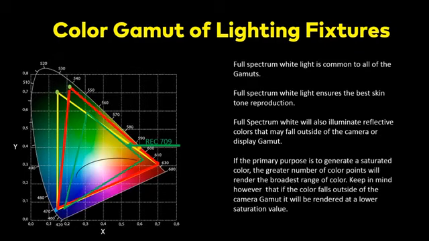So, as said before, if you want to generate a saturated color, the greater number of color points is going to give you that. But keep in mind that if the color falls outside of the camera gamut, it'll still be rendered, but at a lower saturation level. So sometimes these subtleties are not that noticeable, and in some cases they may be noticeable depending on what exactly you're trying to do. Again, it goes back to you want to test all this in advance.